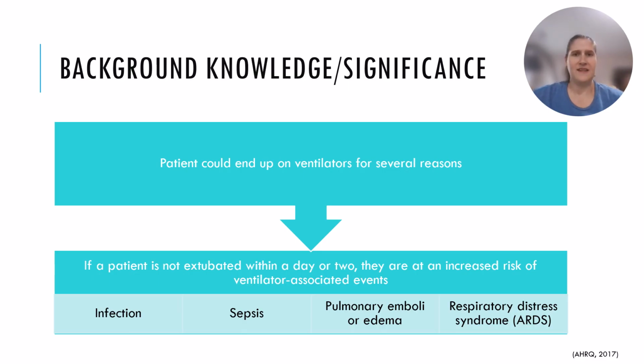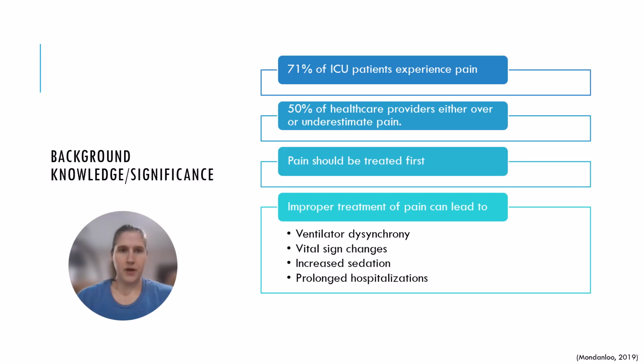In fact, the CDC states that patients who are intubated are at higher risk for poor outcomes, which include barotrauma, pulmonary embolism, pulmonary edema, sepsis, and infection. They also state that intubated patients who have an acute lung injury and are over the age of 85 have a 60% chance of mortality. Pain is a prevalent issue for ICU patients. In fact, more than 71% of patients experience it.